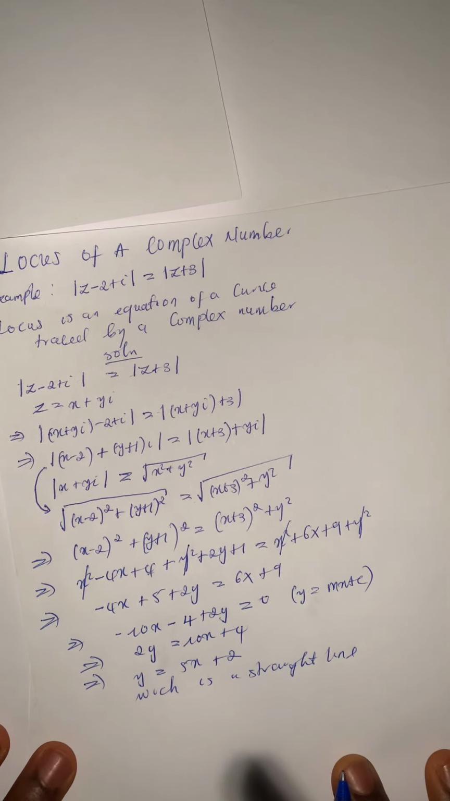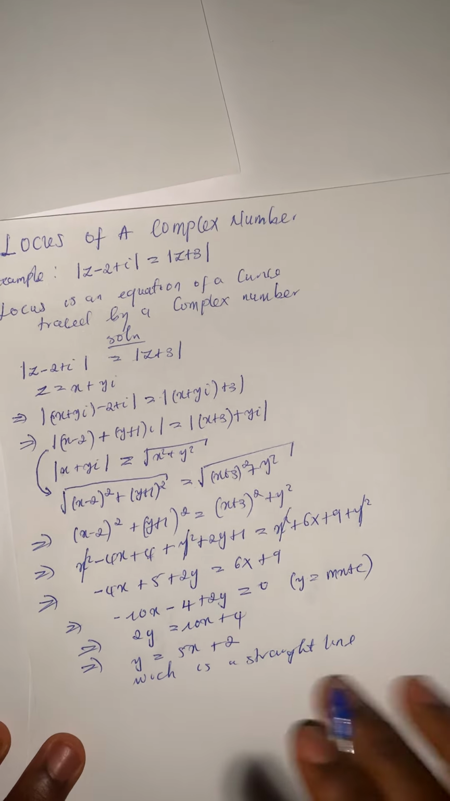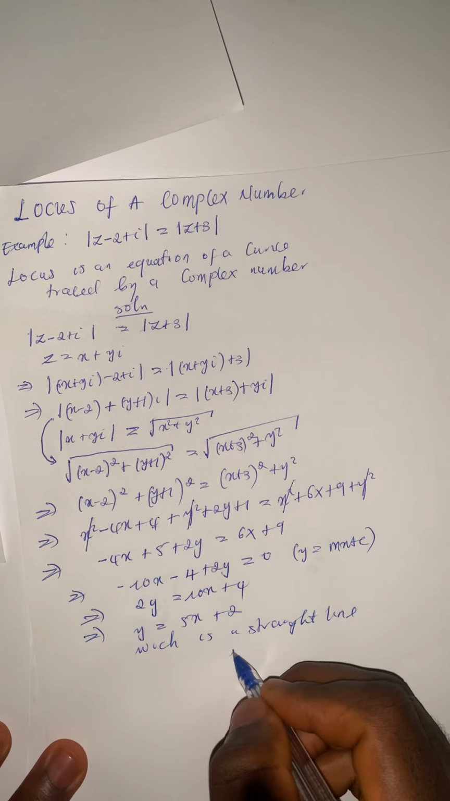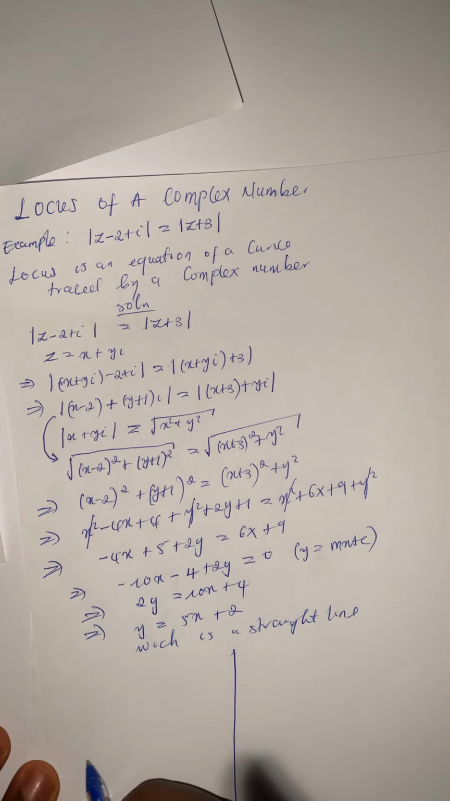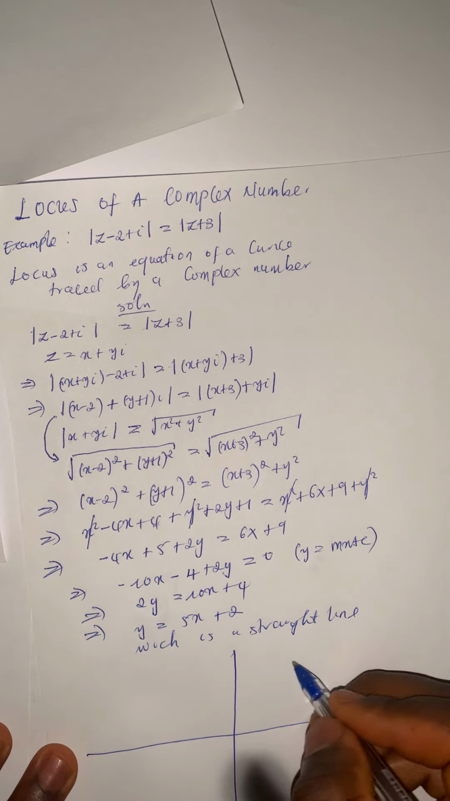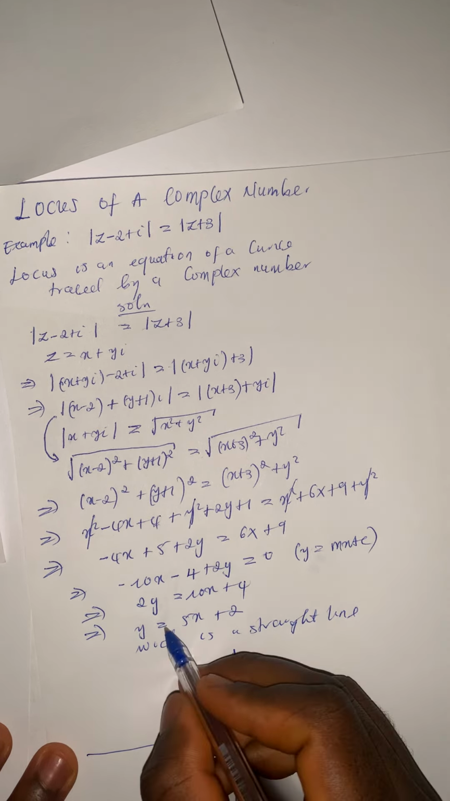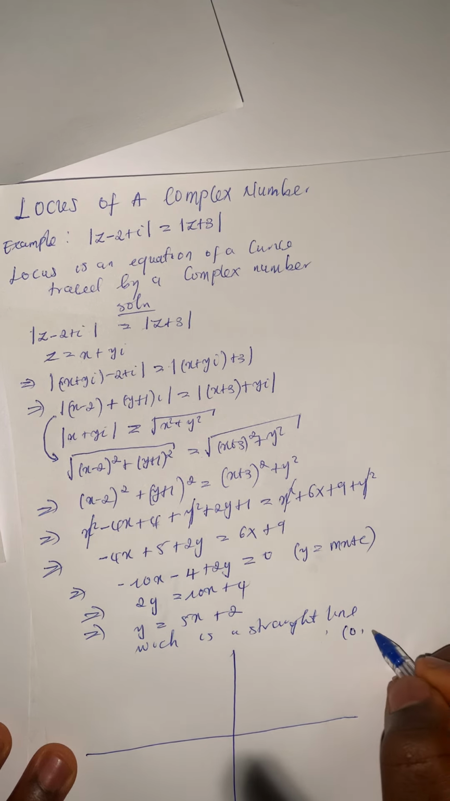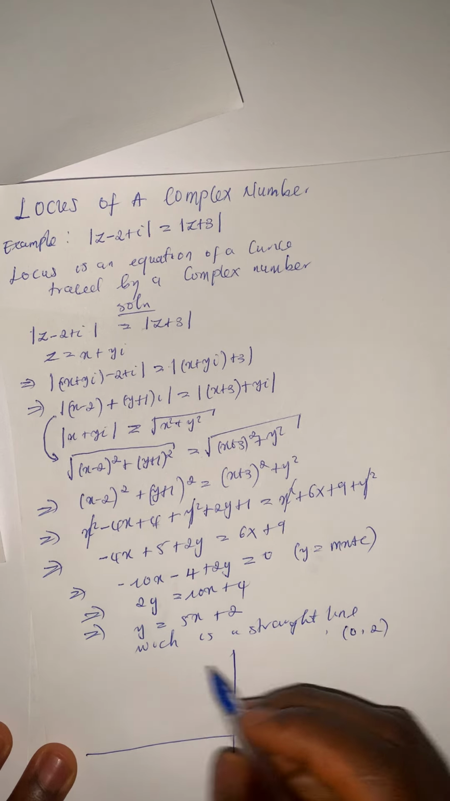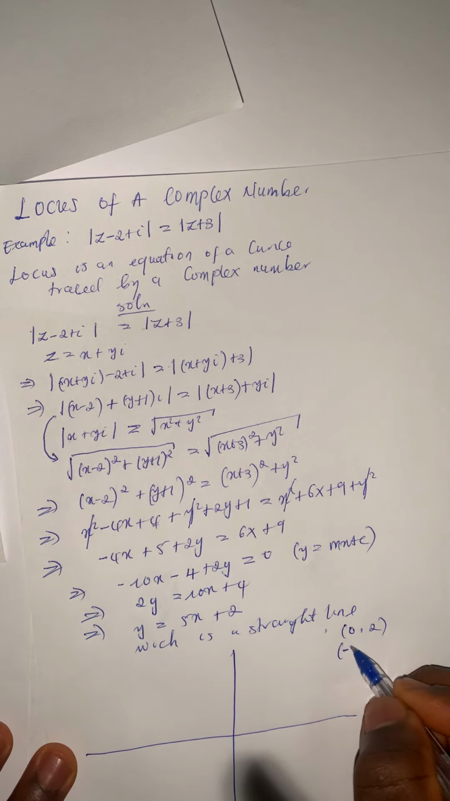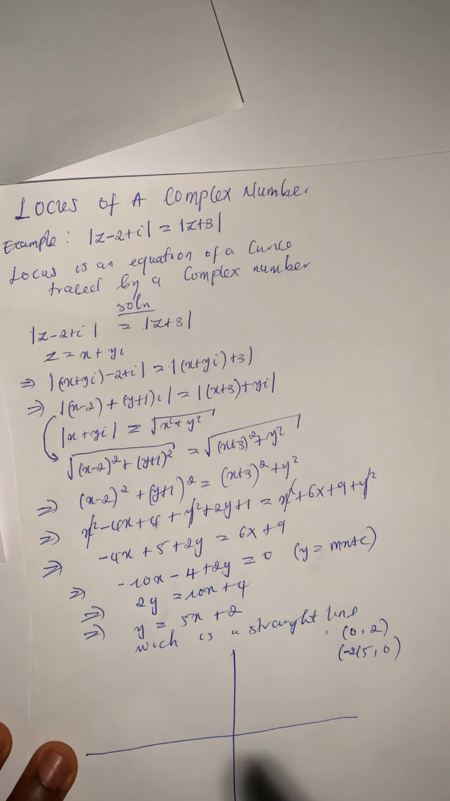So now you can represent this on the real line. First of all, the intercepts of this curve: when x is 0, we get y to be 2. When y is 0, we get x to be negative 2 on 5. So those are the intercepts.